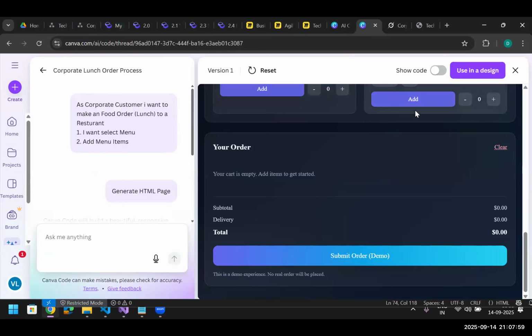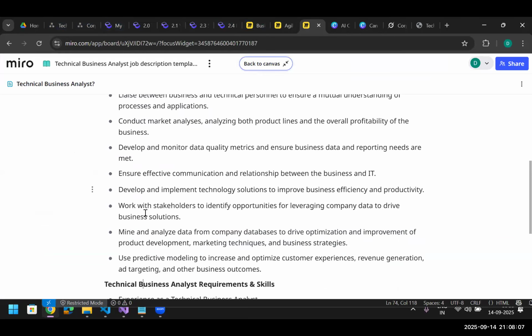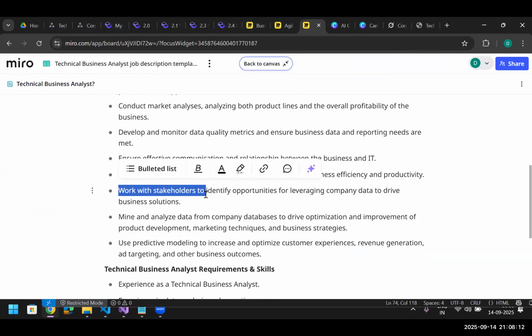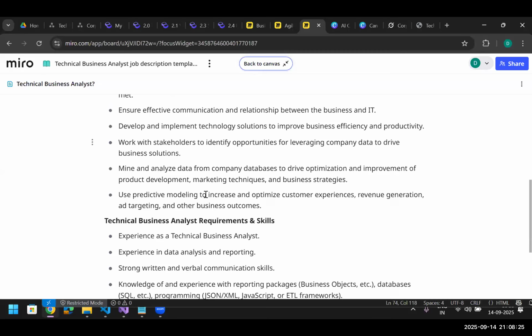Okay, just coming back to the detailed explanation of the role and responsibilities of a business analyst. Work with stakeholders to identify the opportunities, ideas, inputs or problems for leveraging company data to drive business solutions. Yes, at the end of the day, this is analyzing data, the company database to drive solutions. It's the same thing which they are repeating again and again. If you look at any job description of a technical BA, this is what they talk about.